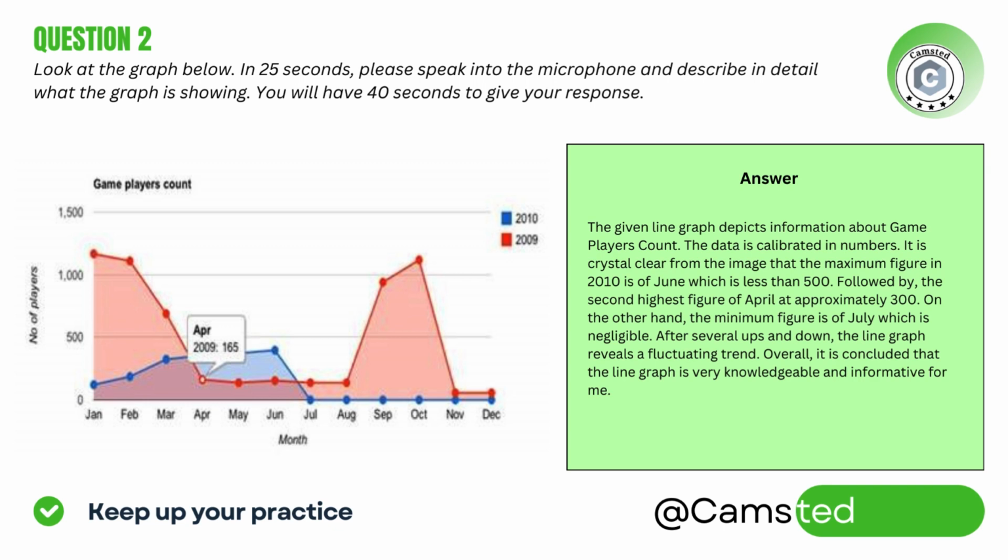On the other hand, the minimum figure is of July, which is negligible. After several ups and downs, the line graph reveals a fluctuating trend. Overall, it is concluded that the line graph is very knowledgeable and informative for me.